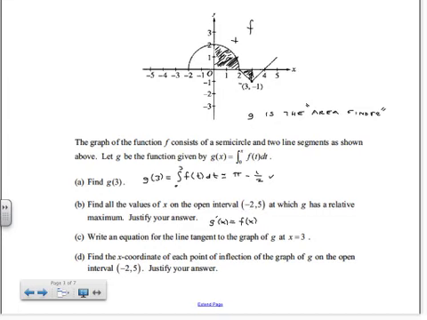So this graph that I was given is the graph of f, which is also the graph of g prime. Relative maxes occur when the derivative of a function changes from positive to negative. I can see this occurs at x equals 2. I do not know the y value where this occurs, so I would say x equals 2, and as my justification, I would say g prime changes from positive to negative.